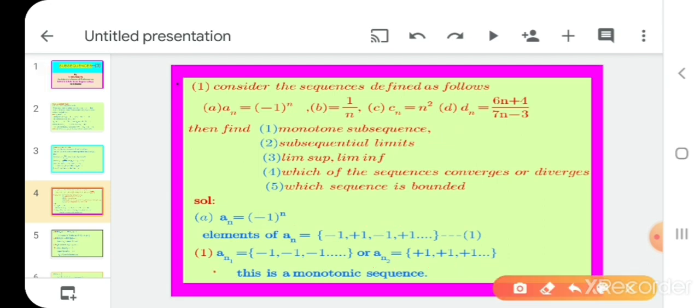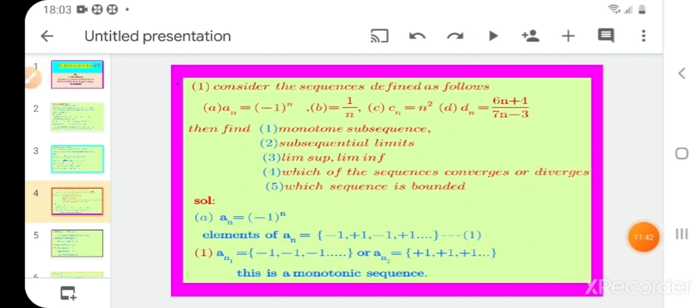In a_n1, what are the elements here? Minus 1, minus 1, minus 1. All are the same. Is this a monotone sequence or not? That means a_n1 has only one element, that is minus 1. Is it a monotone sequence or not? Yes. A constant sequence is always a monotonic sequence. Similarly, a_n2 is also a monotonic sequence.